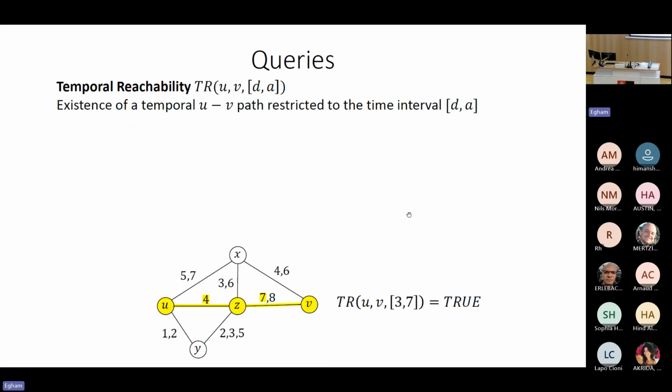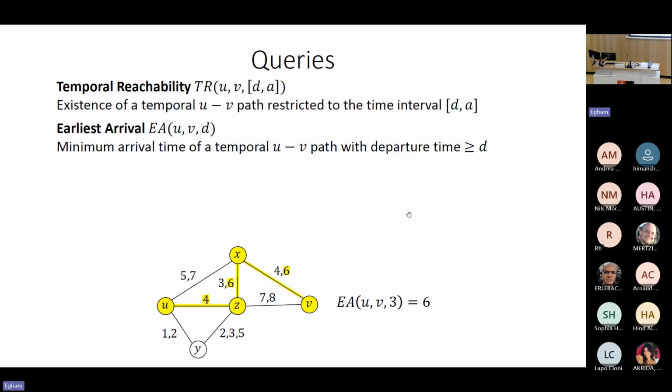Okay? And these are the queries we want to support. In the temporal reachability query, we want to understand whether there exists a temporal path from U to V, which is restricted to live within the time interval that is given as input to the query algorithm. So here is an example of a query. If I want to ask whether there is a temporal path from U to V, which is alive in the time interval [3, 7], then the answer to the query is true, and you see there a witness path.